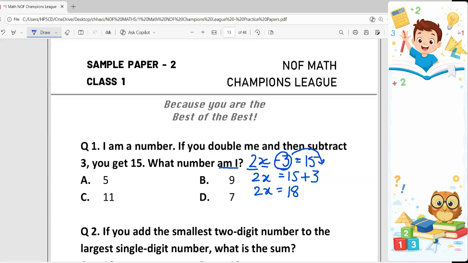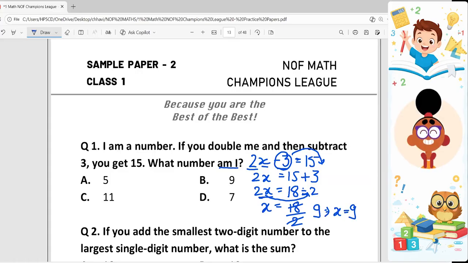Now we have to find the number x. So we will take this 2 over here. And since it is in multiplication, the sign will change when it goes to the other side. So it will become division. So it will be 18 divided by 2. That is, 2 nines are 18. Therefore, x equals 9. Now we have to find in the options where the answer 9 is. Our options are 5, 9, 11 and 7. So the correct answer is 9, option B.